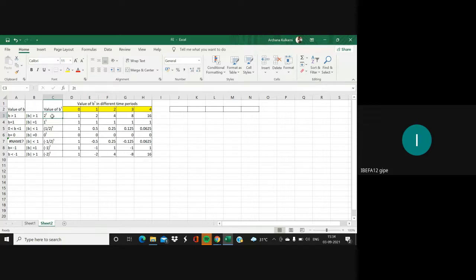Here, 2 is raised to the power t, so b is assuming the value b equal to 2. At different time periods, what value is this term going to assume? B raised to the power t.